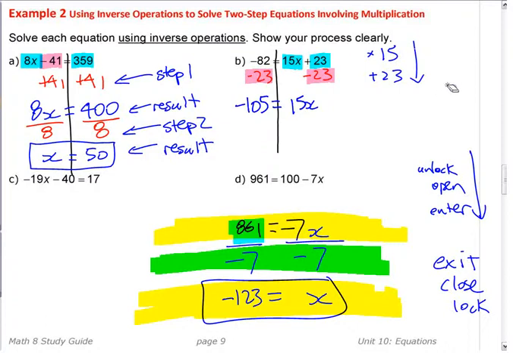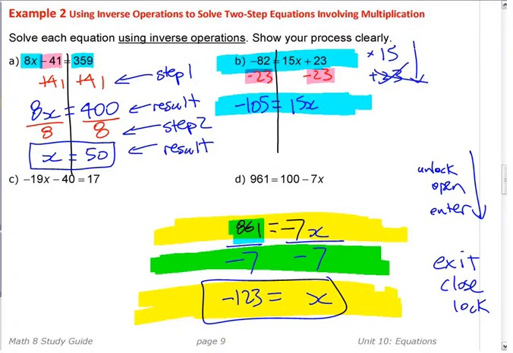Remember, you do something to both sides and then you write the result, right? Here was the starting point, then you did something to both sides and then you have a result, and then we have to do something else to both sides. What are we going to do to both sides now? We undid the adding 23. How do I undo that 15? What do I do to undo the timesing by 15? Dividing by 15. Divide by 15, right?